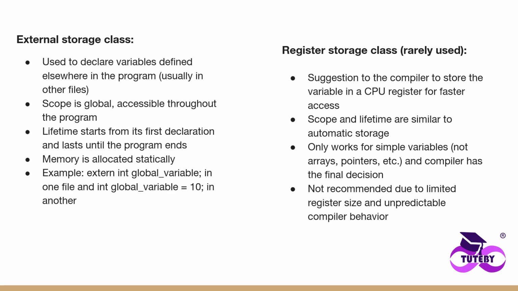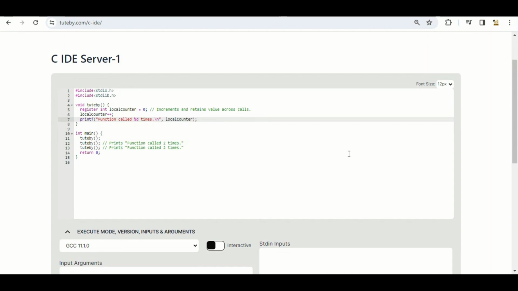Last one is the register storage class, which is rarely used. When you declare this with a variable, it means you want to store this variable directly in CPU registers. It is used for fast processing of variables. Register storage class: a suggestion to the compiler to store the variable in a CPU register for faster access. Scope and lifetime are similar to automatic storage. Only works for simple variables and the compiler has the final decision. Not recommended due to limited register size and unpredictable compiler behavior. Let's see an example. We can't see a difference because both operations take a fraction of a millisecond.